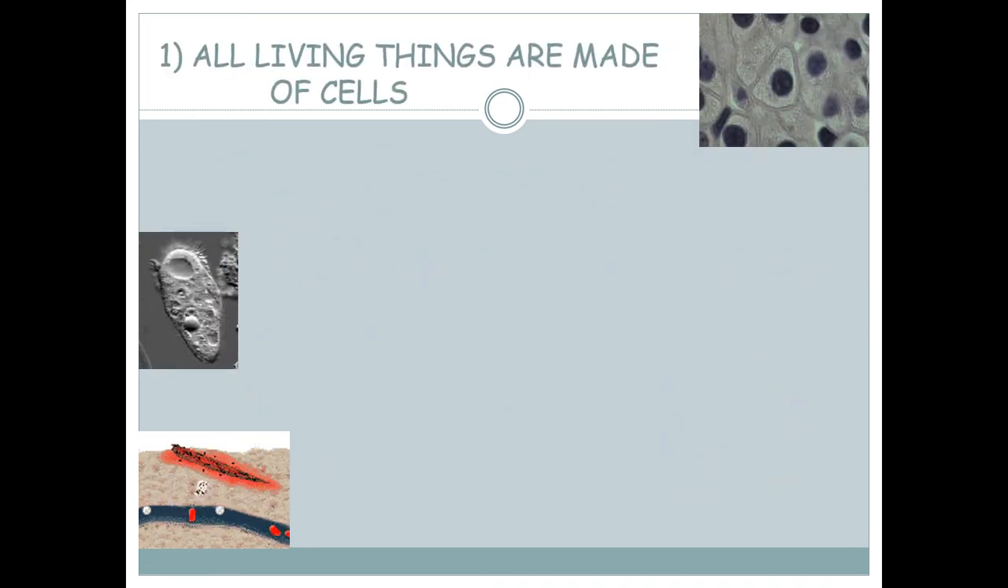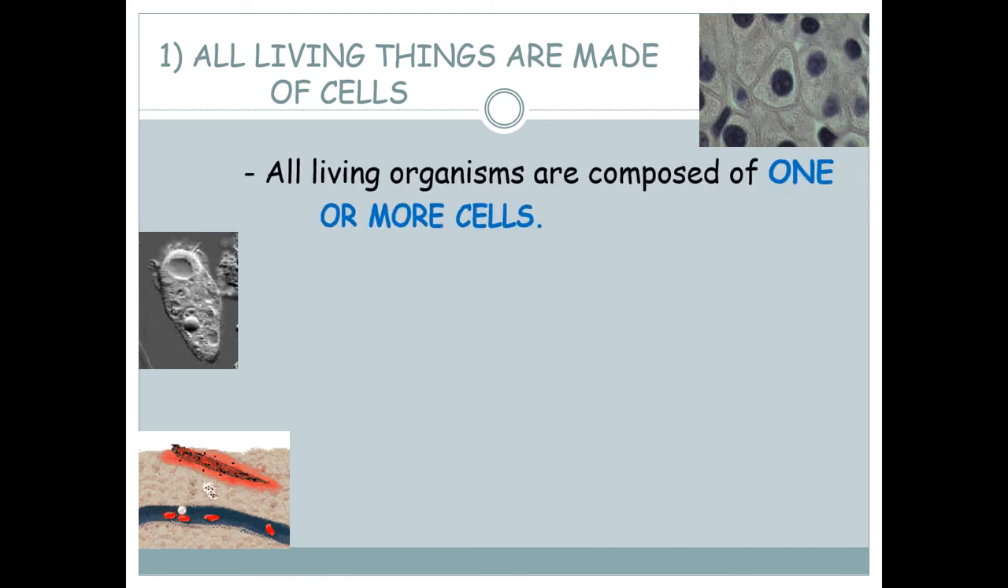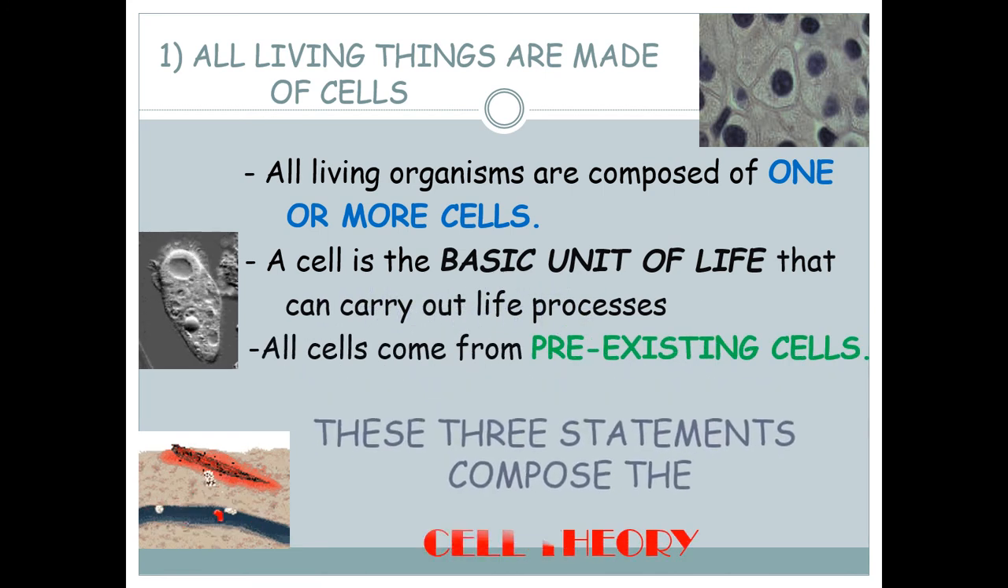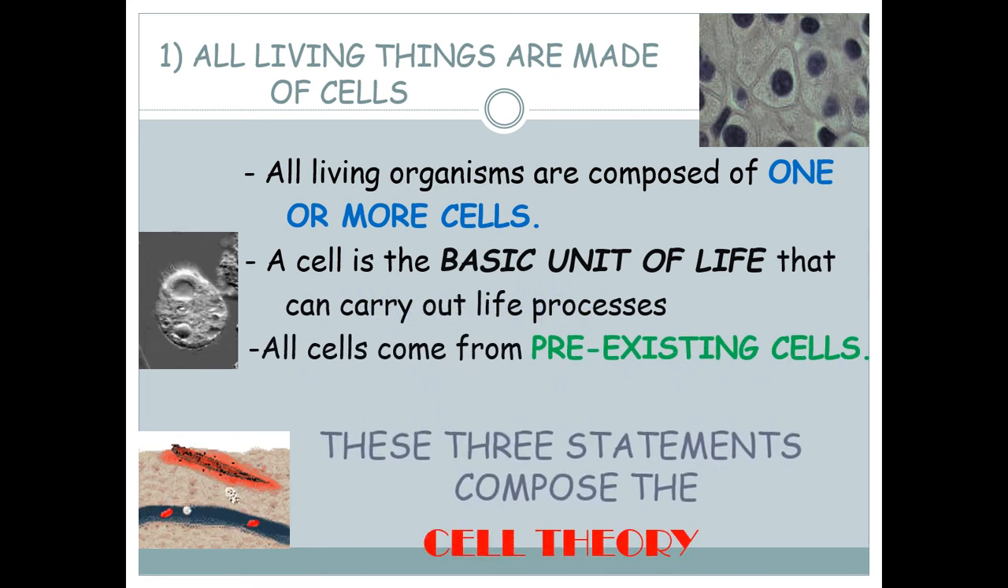Our first characteristic: all living things are made of cells. We have three parts to cell theory. The first part is simply all living organisms are composed of one or more cells. This kind of makes sense. You have to have cells to be considered alive, which is the first characteristic. What we're going to find later on is the cell is the basic unit of life that can carry out life processes. All life begins with the cell and builds up to form the organism.